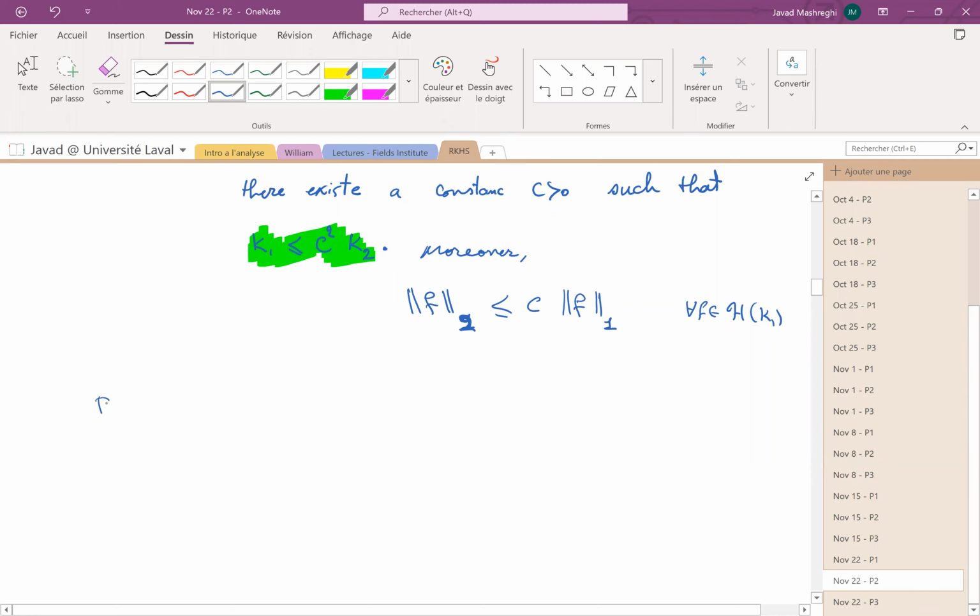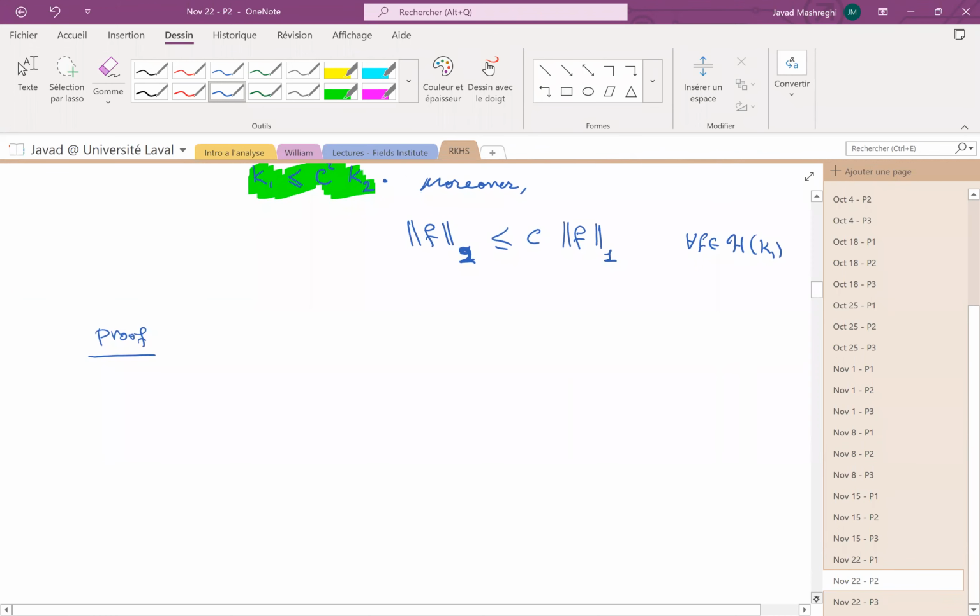I give you the complete proof, and you will see what went wrong when I wanted to prove the previous lemma. Now, first assume that the constant C exists.